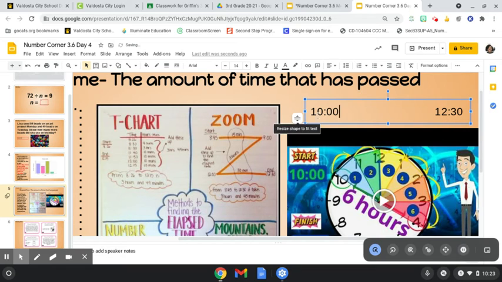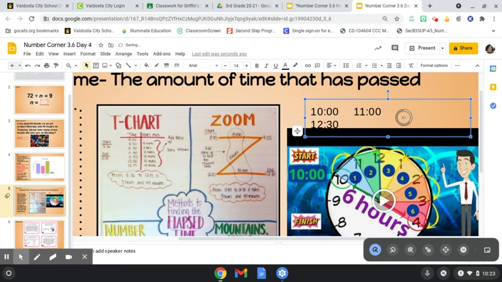So we know an hour from 10 to 11, that would be 1 hour. So we could put 11 here. Another hour would be 12 o'clock. So we can see that that's 2 hours. From 10 to 11 is 1. From 11 to 12, that's 2. And then from 12 to 12:30, that's 30 minutes. So 2 hours and 30 minutes is what that would be. 2 hours and 30 minutes.